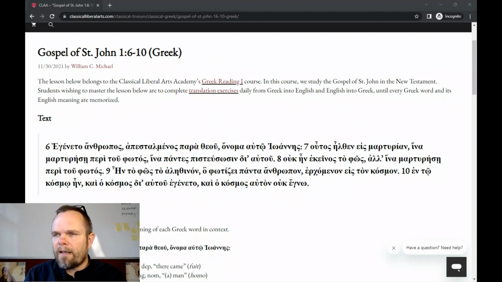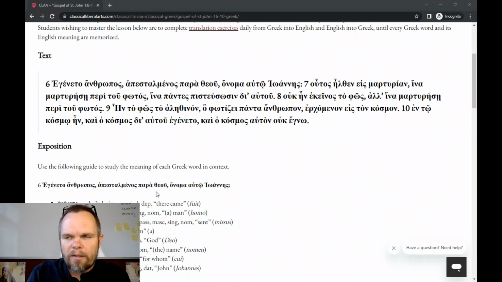Having said that, we're going to get started with verses 6 through 10 of chapter 1 of the Gospel of St. John in Greek. We'll read through the 5 verses together, paying attention to the details and pronunciation, and then we'll walk through an exposition of every word of the passage to make sure all of the vocabulary and translation is clear. All right? So let's get started with verses 6 through 10, reading it together, and then we'll work on the translation. Verse 6.